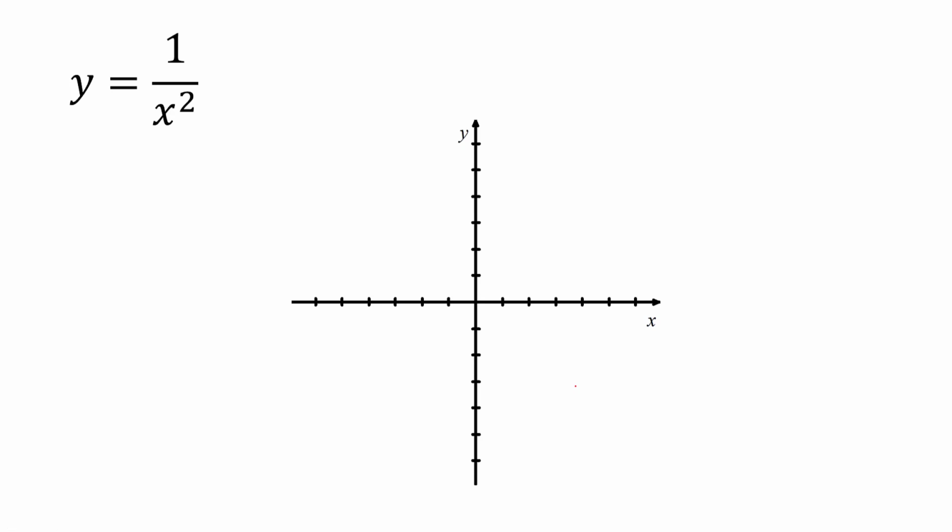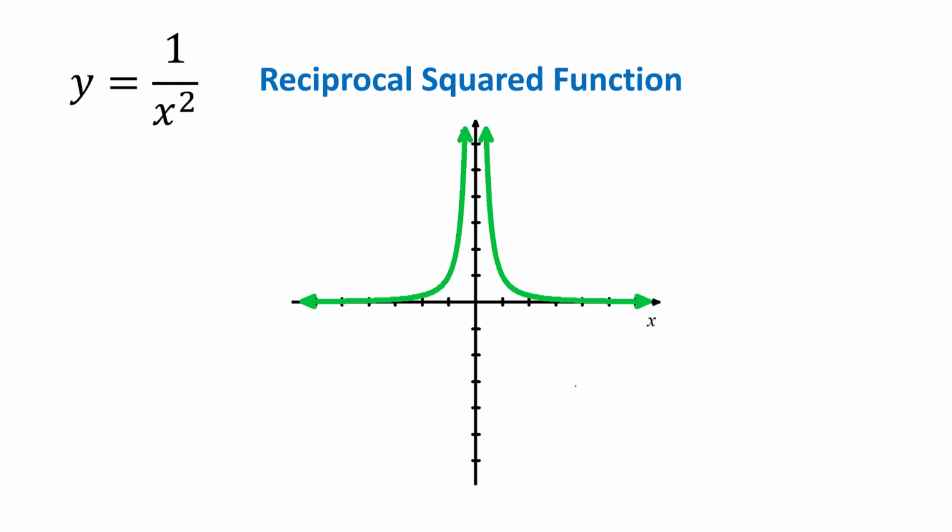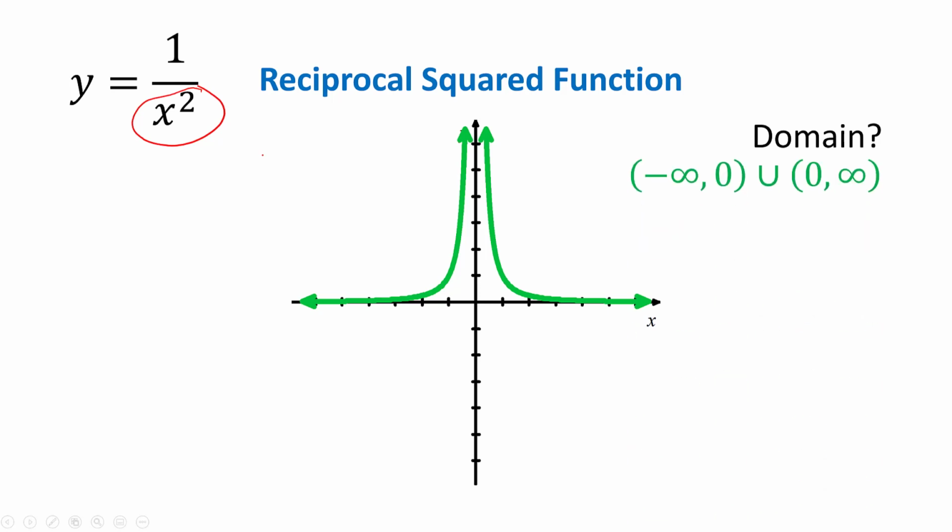y = 1/x squared is the reciprocal squared function. It's similar to the reciprocal function, except that because we square our x here, all of the y values are going to be positive. So our domain here would be negative infinity to 0, union 0 to infinity, just like the reciprocal function. However, the range starts above 0 and goes from 0 to infinity.